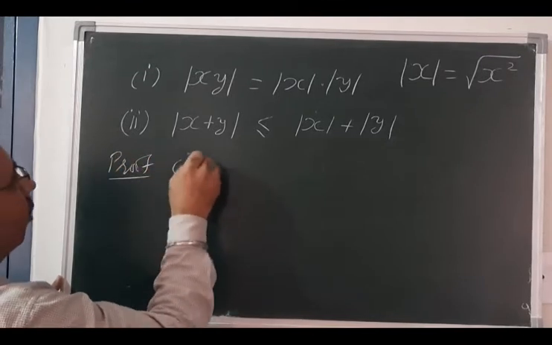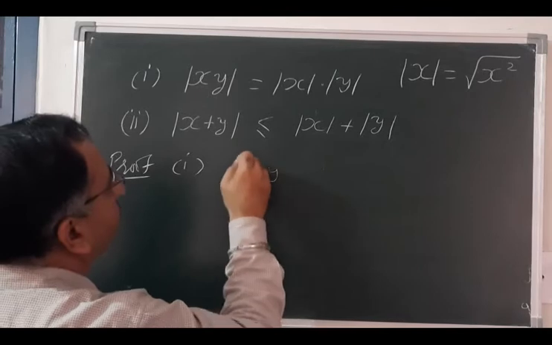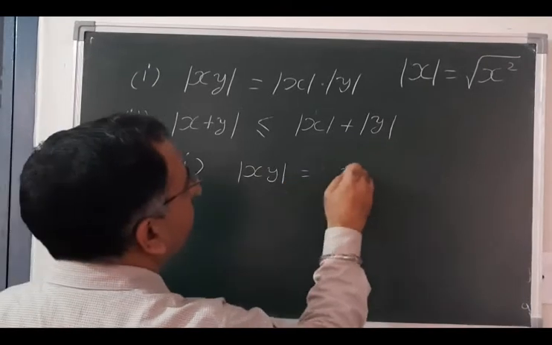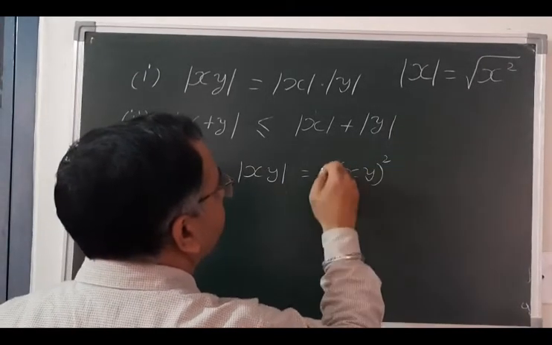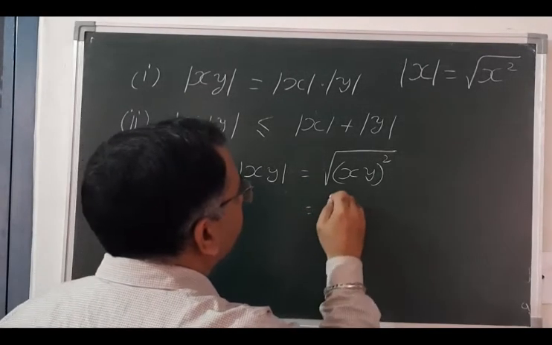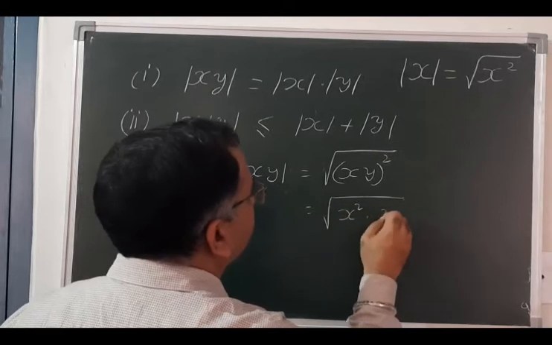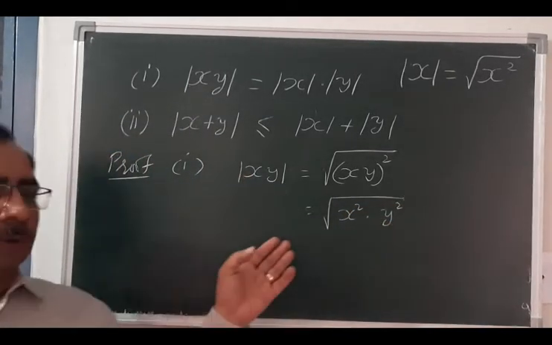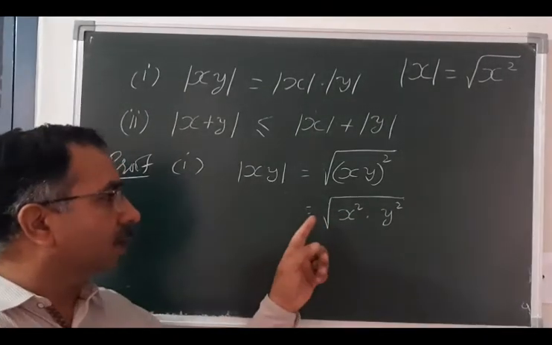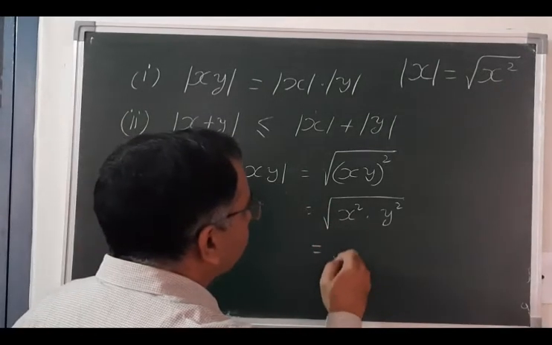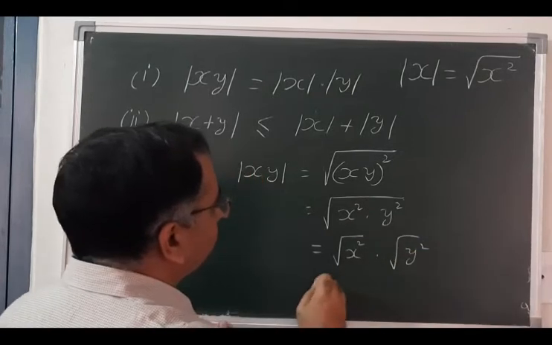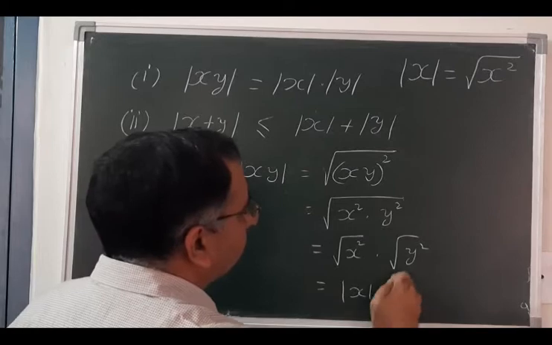So proof 1. Mod of xy, now use this definition. Mod of xy is the square root of (xy) squared. So this thing is equal to the square root of x squared into y squared. I have already proved that x squared is a positive number, and y squared is a positive number. For positive values, the square root splits like this: square root of a into square root of b. So this is the square root of x squared times the square root of y squared, but this is equal to mod x times mod y.